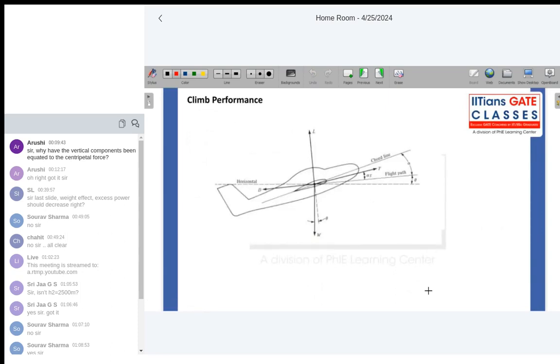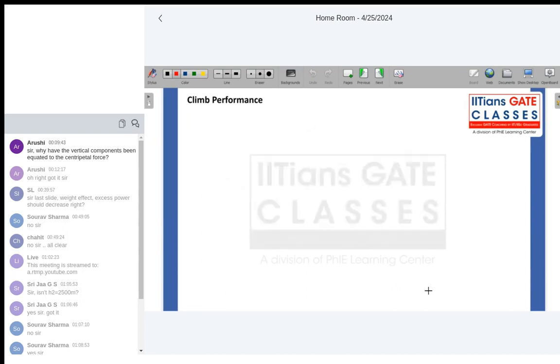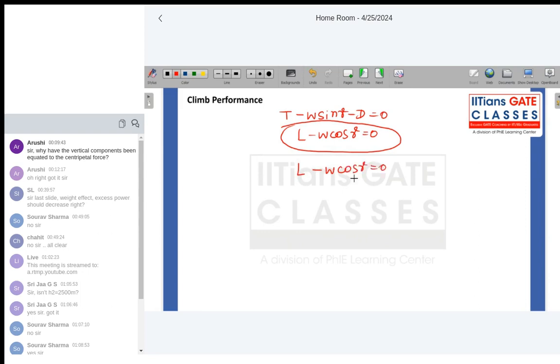So this figure we have already explained. If I write the two equations of motion for climbing flight: thrust minus W sin gamma minus drag equal to 0, and lift minus W cos gamma equal to 0. First, we'll take the second equation, lift minus W cos gamma equal to 0. So if I rewrite, lift equals W cos gamma.